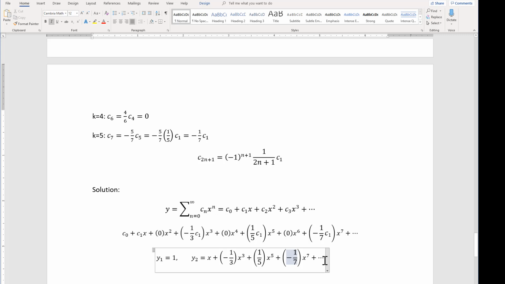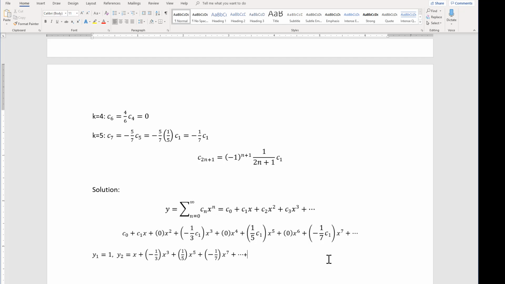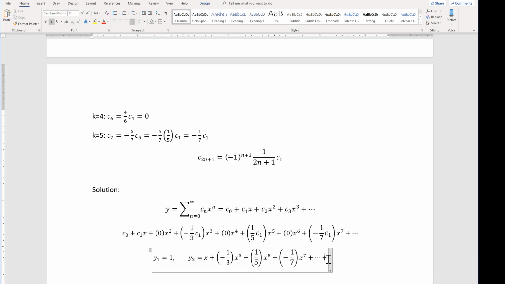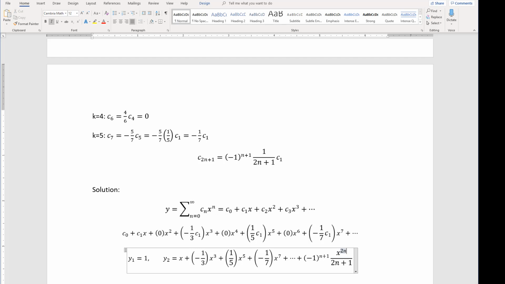So it's basically this, and we want to factor out a c sub 1. And then it looks like it's that alternating term that's going to be multiplied by x to the whatever the power is. So if we want to write this as a series with alternating terms, this is going to be x raised to the 2n plus 1.